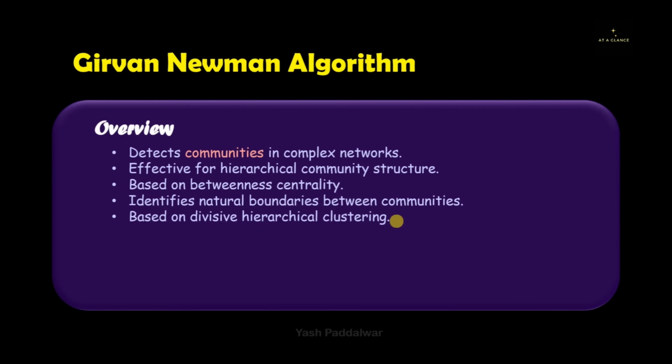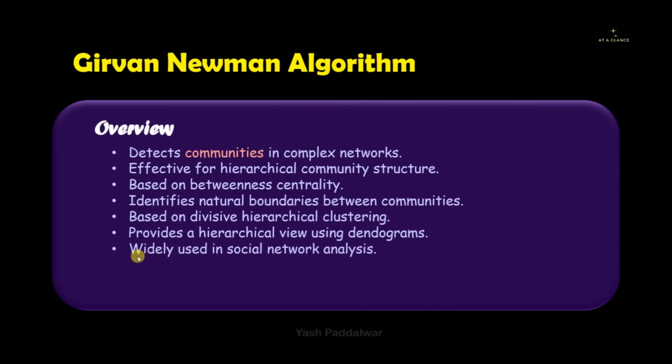Now, to be precise, it uses the divisive hierarchical clustering concept. Basically, at first the entire network will be one cluster, and then it is going to divide the network into a group of clusters based on the algorithm strategy. Also, it provides a hierarchical view using the dendrogram concept. We'll see it later on. Now, this Girvan Newman algorithm is widely used in the analysis of social networks. Yes, that social network where you waste most of your time daily.